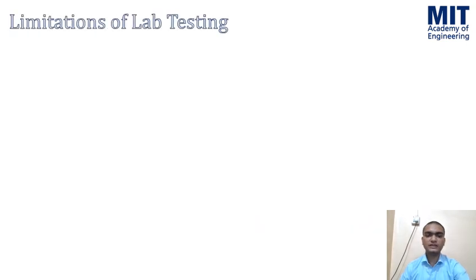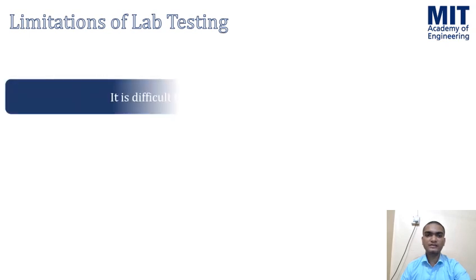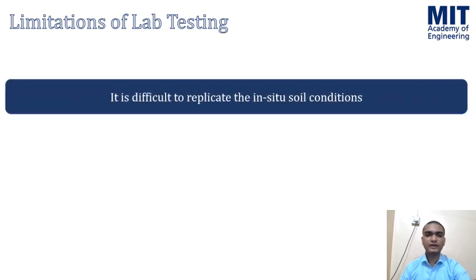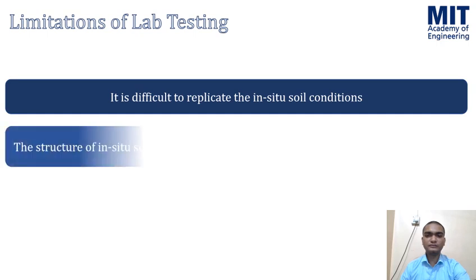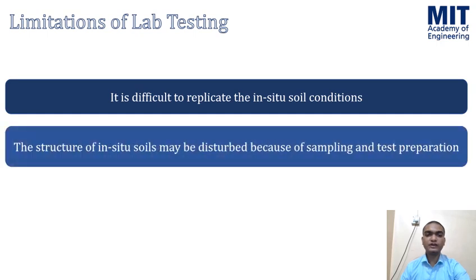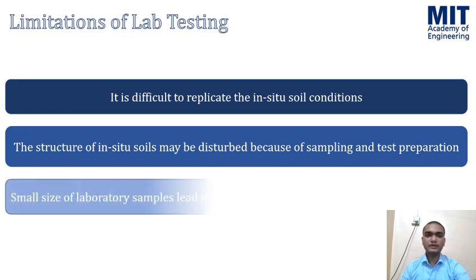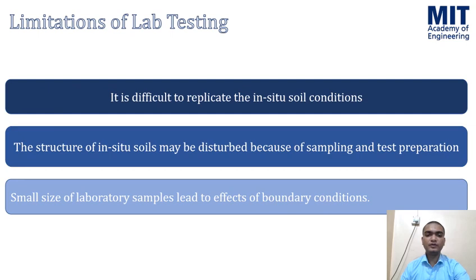Limitations of lab testing. The very first limitation of lab testing is that it is difficult to replicate the in situ soil condition. The structure of in situ soil may be disturbed because of sampling and test preparation. The small size of laboratory samples affects the boundary condition, as the consolidation pressure and void ratio from the top and bottom of the specimen vary as compared to the in situ condition. And also there is no control over the degree of saturation as we can see in the natural condition.